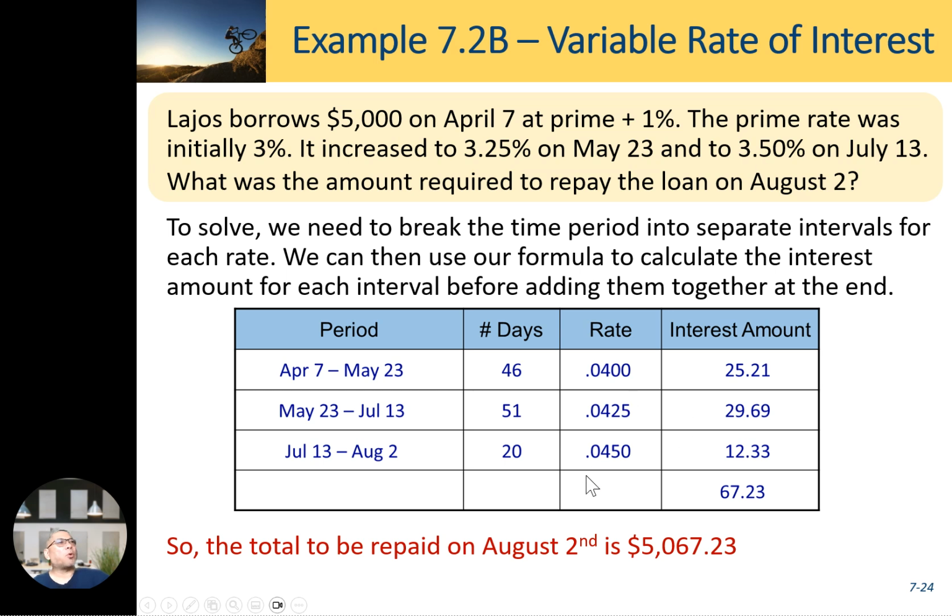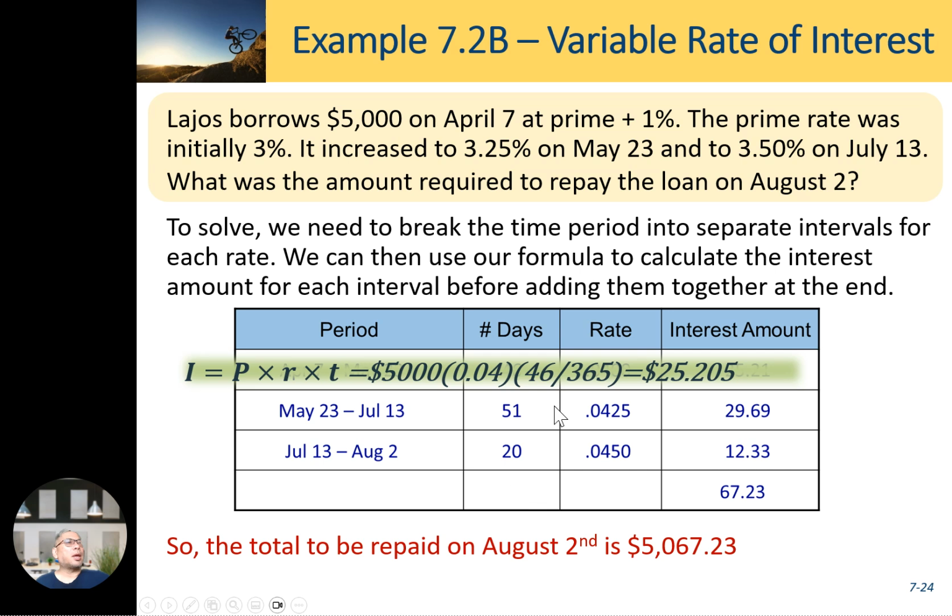Where you got the 4.5 here, 3.5 plus 1. Where you got 4, which is 3 plus 1 here. Okay, you're totaling it, you got 67.2. So the total that needs to be paid is 5,000 plus 67, you got 5067.23. Okay, this is the logic, this is given to you by the logic and you get that answer.